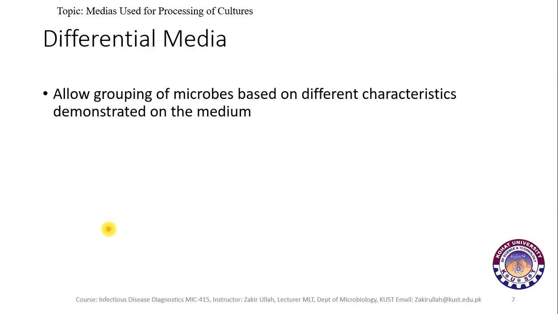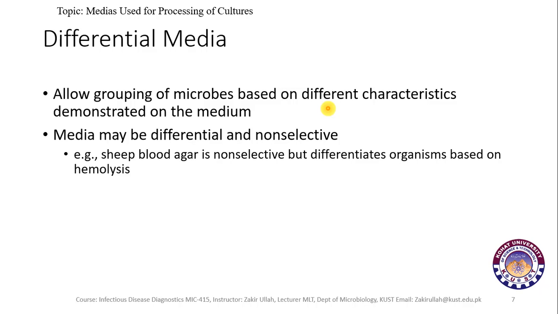Differential media is a type of culture media which allows the grouping of microbes and helps in the differentiation of microbes based on the different characteristics which appear during growth on the culture medium. For example, certain media give color when a microbe from a specific group is cultivated and shows its growth. Then different colors or different properties appear.